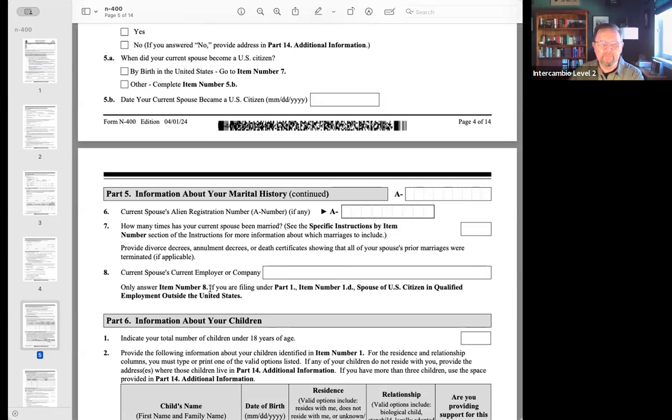You only have to answer number 8 if you're filing Part 1, Item 1D, the spouse of a U.S. citizen employed or qualified outside the United States. So if they aren't, it's NA, okay?